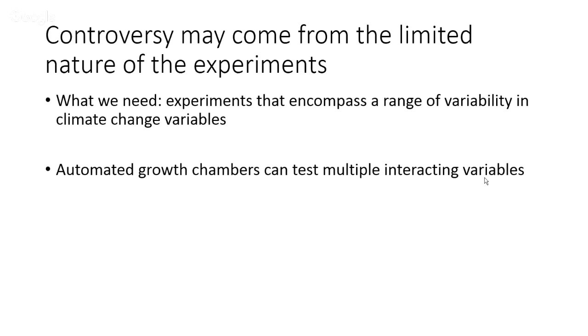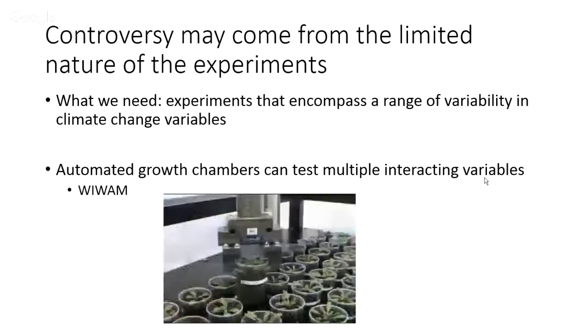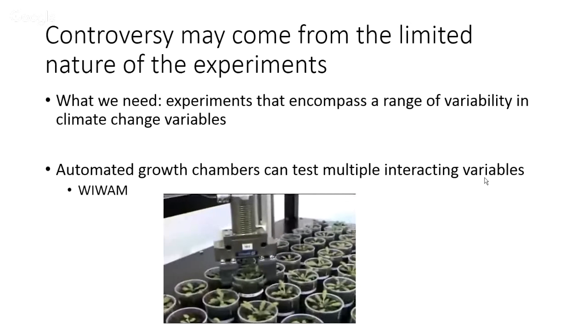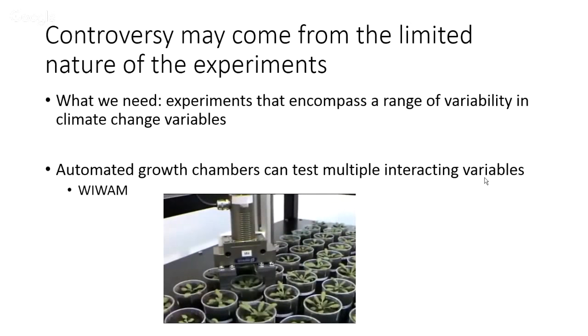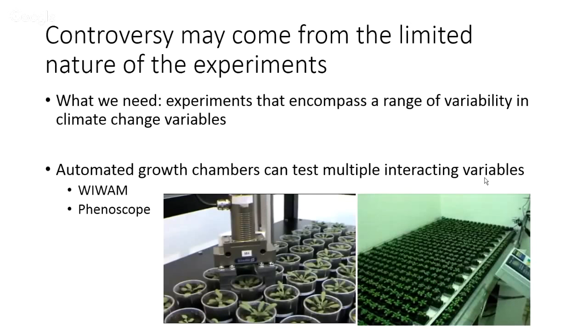So these automated growth systems or automated growth chambers can test these multiple interacting variables. And I have two examples here. The first one is the WIWAM, which is the weighing, imaging, and watering machines for scientific research. And as you saw there, these are automated robotic systems that will weigh and record all of the information for you. It's amazing. And then we have another example called the phenoscope. This is another type of automated growth chamber that is currently on the market.